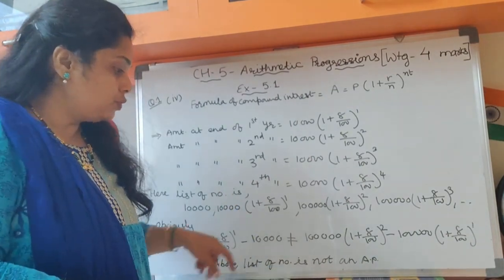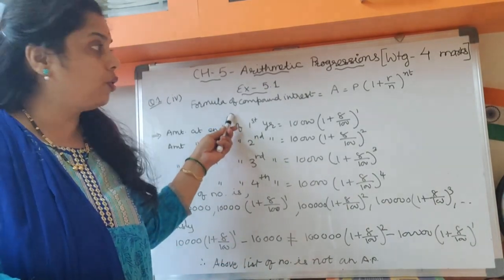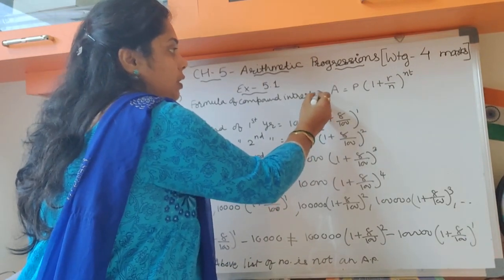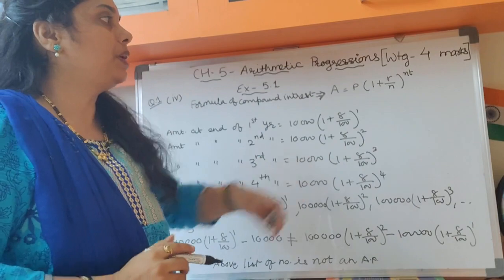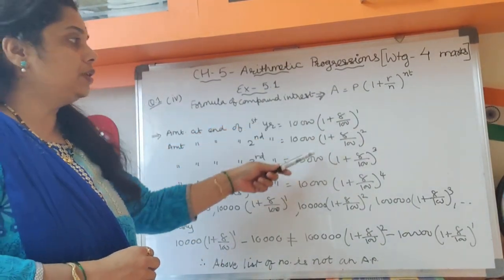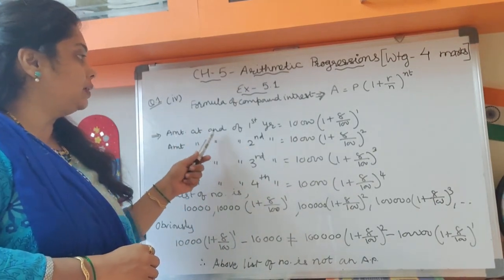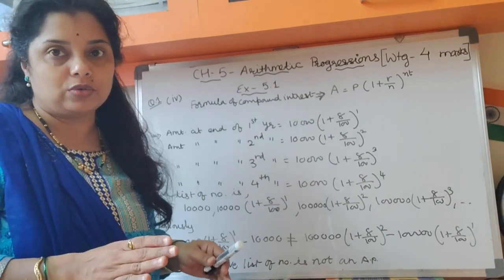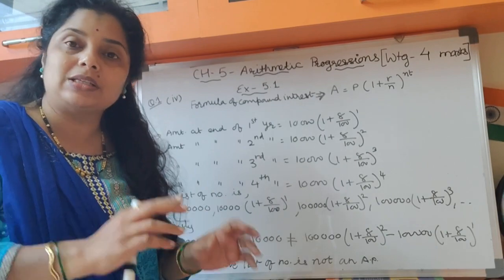So we have to first use the formula of compound interest. As you already studied in earlier classes, the compound interest is A is equal to P(1 + R/N)^(NT). By substituting the given values, now amount at the end of 1 year. At the starting they deposited 10,000. So the starting amount is 10,000, so our first term is 10,000.